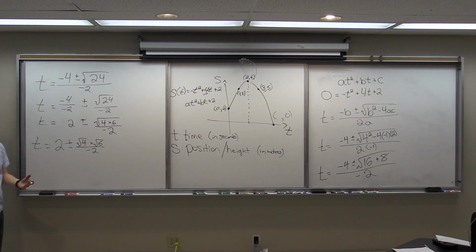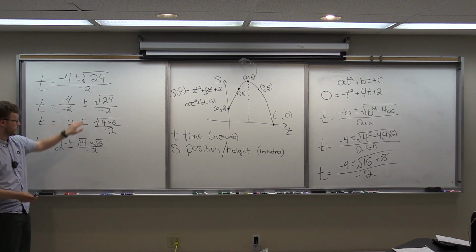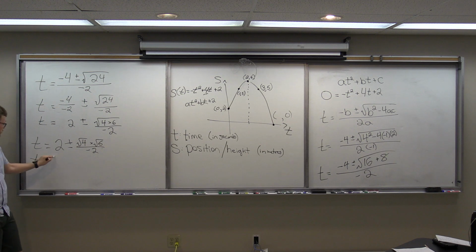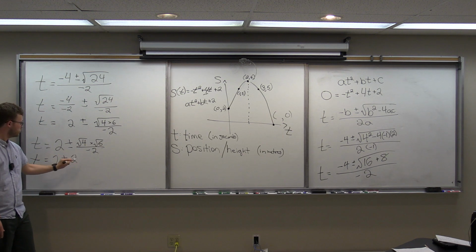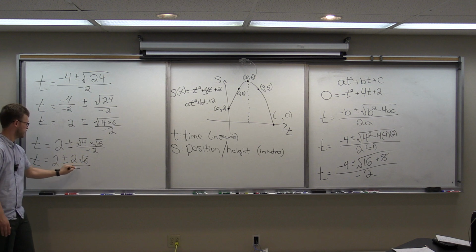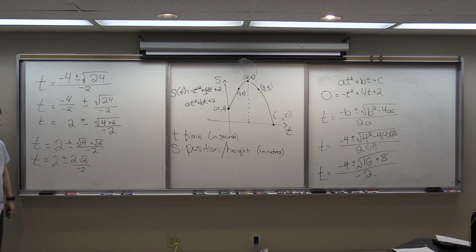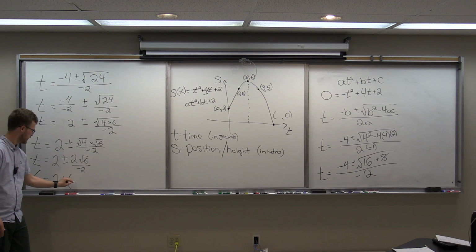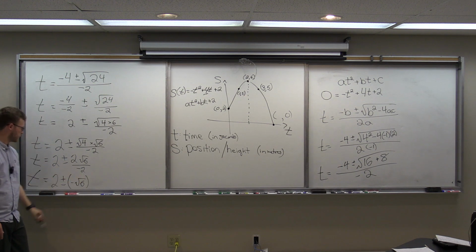Now, why have we done any of this? Is it actually simplifying things? It actually looks like it's making things messier. But it's because we know what the square root of 4 is. Square root of 4 is 2. So t is equal to 2 plus or minus 2 times the square root of 6 divided by negative 2. Now, that 2 and that negative 2, they're going to cancel out very nicely. So t is equal to 2 plus or minus 2 divided by negative 2 is just negative 1. So we've just got negative 1 times the square root of 6.